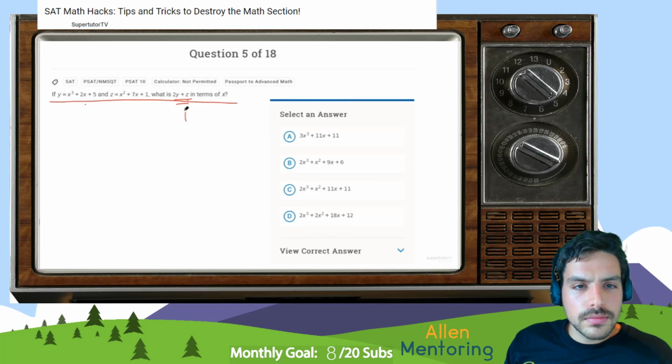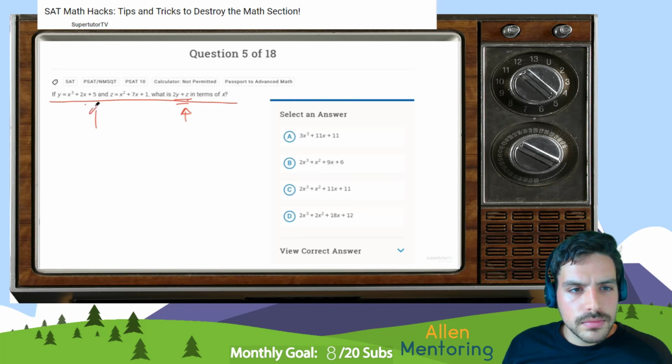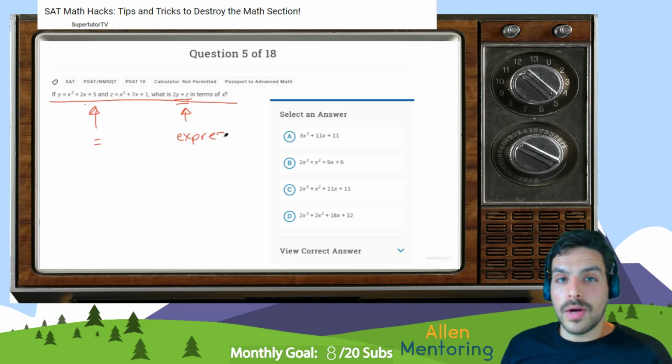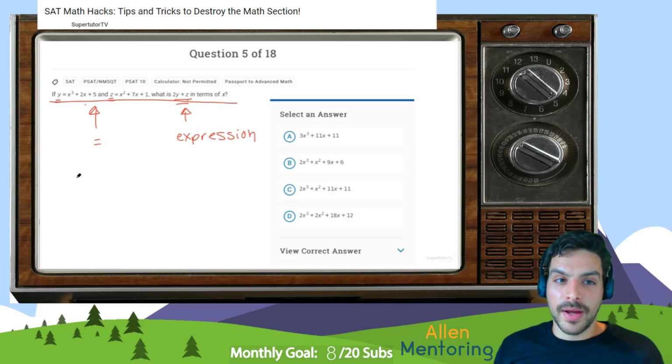As you can see, what we've got going on here is we've got 2 equations, and then we have what's called an expression here. I call these equation expression. Wow, her handwriting is much better than mine. I'm going to use substitution. I'm going to plug in my z. I'm going to plug in my y into this expression.